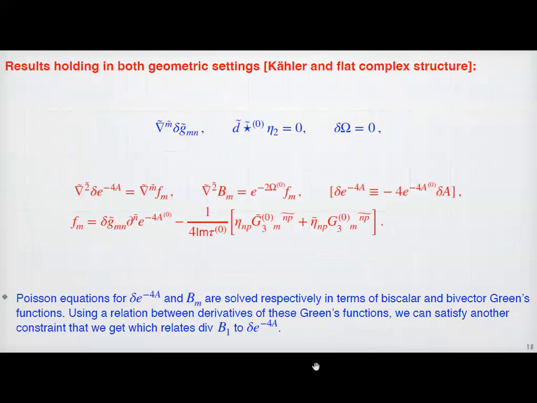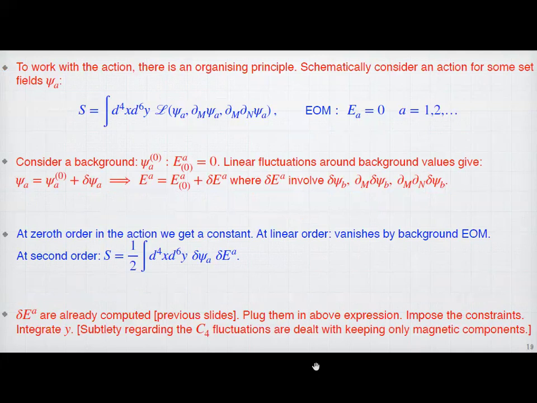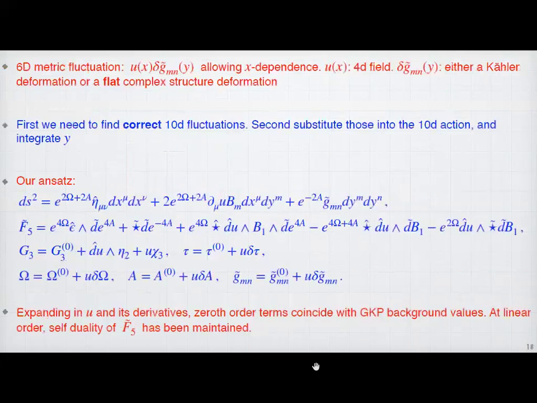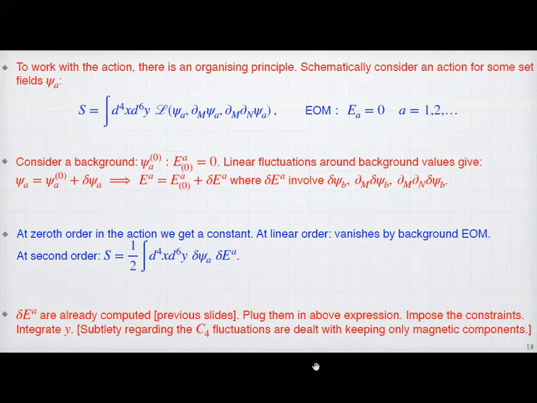So these can be solved. We have solved them in terms of biscalar and bivector Green's functions. And there is a relation between the biscalar and bivector Green's functions that relates their derivatives. Using these, one can satisfy another constraint we got that relates the divergence of this one-form to the fluctuation. So whatever results we have written, we have actually solved all the constraints, and we are good to go with the dimensional reduction. So we know what these functions are. We can plug all these fluctuations in and now compute the action.